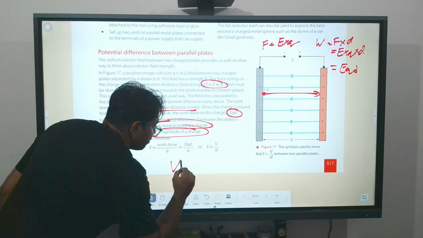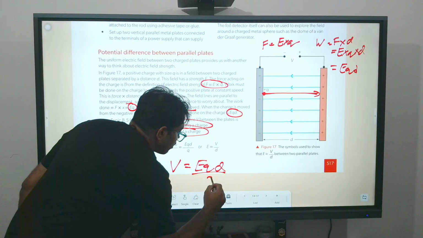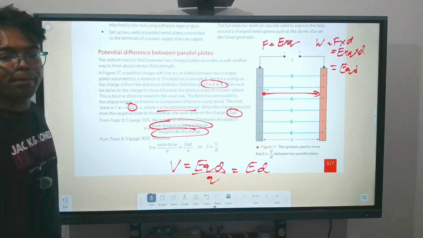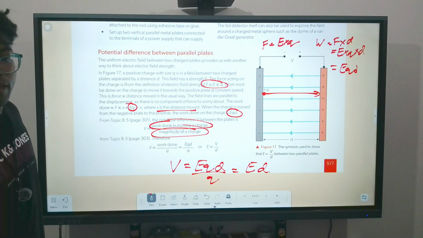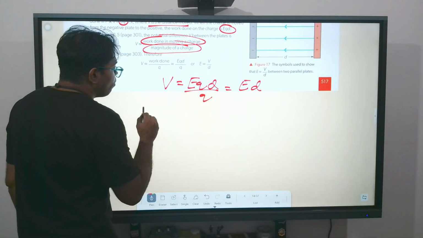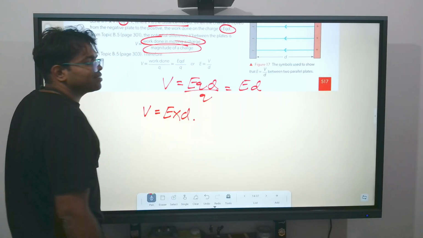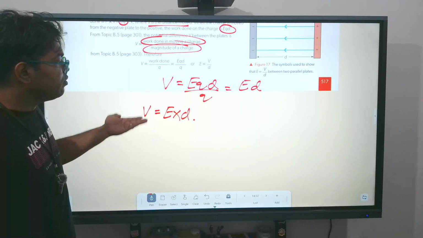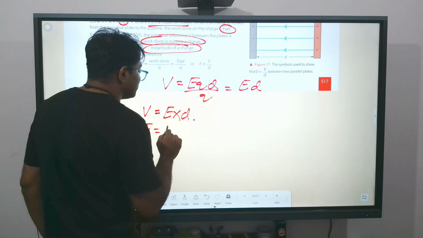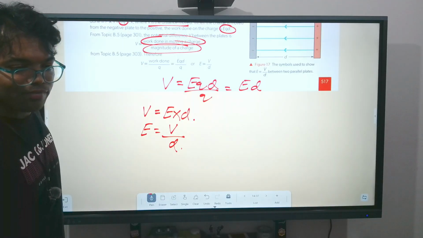So potential will become equal to EQD upon Q, which is equal to ED. This is how you get the formula that potential is equal to field times distance, or electric field is equal to potential upon distance.